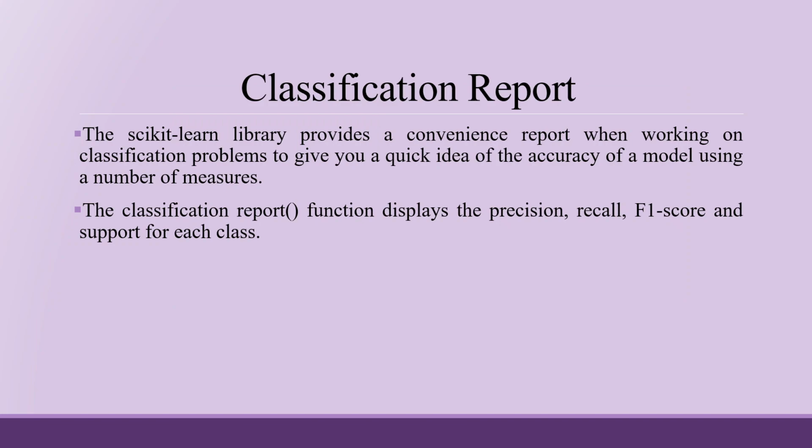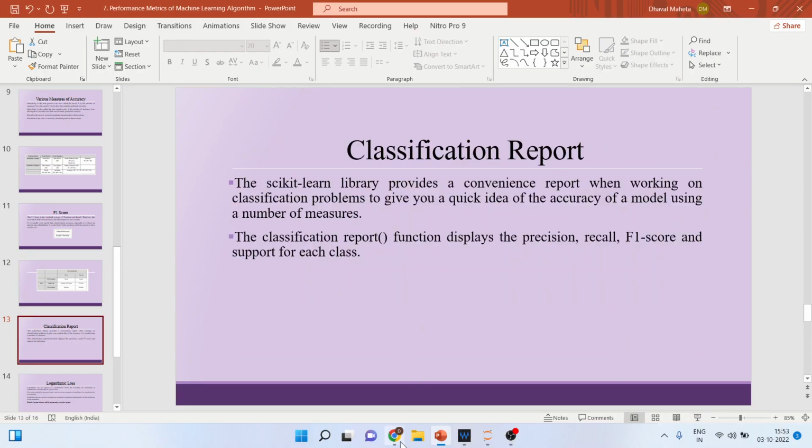Now the classification report. The scikit-learn library provides a convenience report when working on classification problems to give you a quick idea of the accuracy of the model using a number of measures. The classification report function displays the precision, recall, F1 score, and support for each class. Let's see how we can do this in Jupyter Notebook.